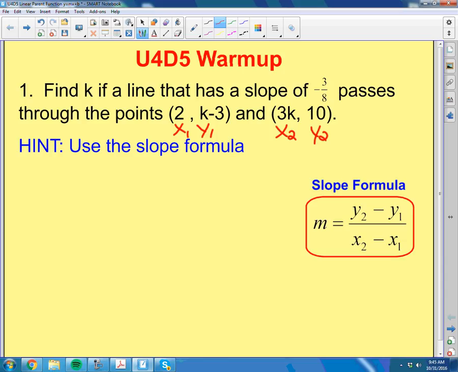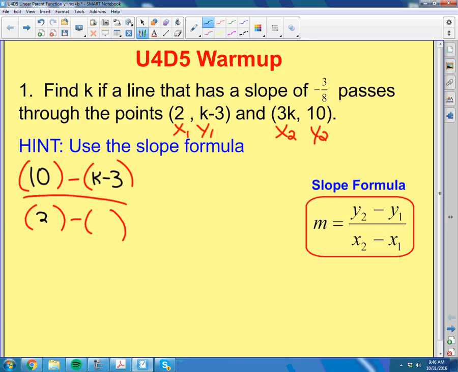So now we're going to fill in our equation. Remember, I want it done like this. What goes in the first parentheses? Y2. It's the formula. That's why we label them. So we have 10 minus (K minus 3) over 3K minus 2. And when we simplify this, you'll notice a subtraction in front of parentheses. If you remember, we want to make sure we distribute that evenly. So we end up with 10 minus K plus 3 over 3K minus 2.